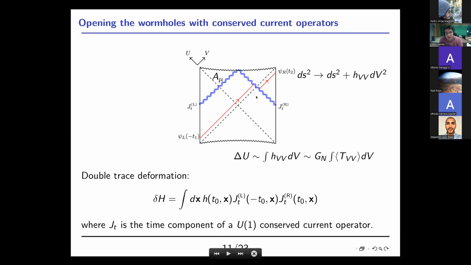However, this conserved current operator is dual to a gauge field in the bulk. And this gauge field has some diffusive behavior, which is controlled by a charge diffusion constant. And we would like to understand how the traversability properties of this traversable wormhole depend on the diffusive properties of this gauge field.